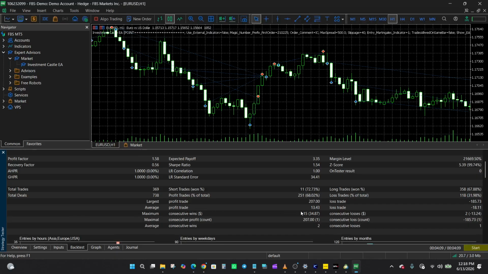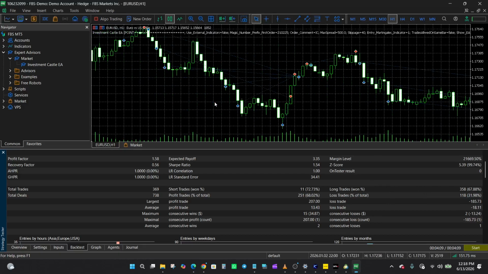And the average risk to reward ratio we are having here is not good enough, because see, the largest profit is 207, largest loss is 185.73, but the average profit is 13.43, while the average loss is 18.11. So that means that the average loss is bigger than the average profit, meaning that the average risk to reward ratio is not good, right? It's quite bad.